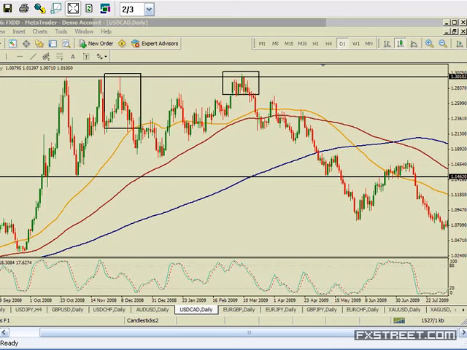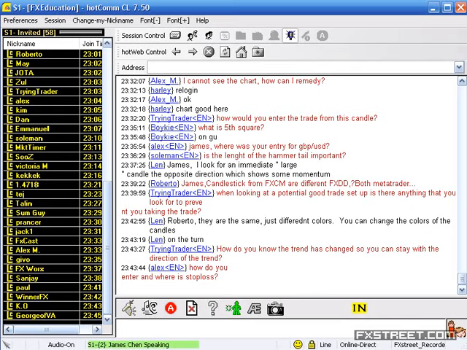How do you know the trend has changed so you can stay with the direction of the trend? That's a whole other story. You use the tools at your disposal. Usually what I use are trend lines and moving averages.